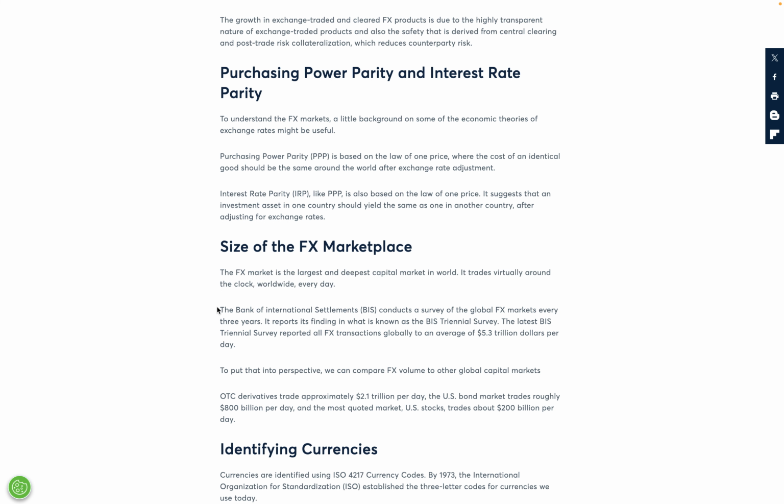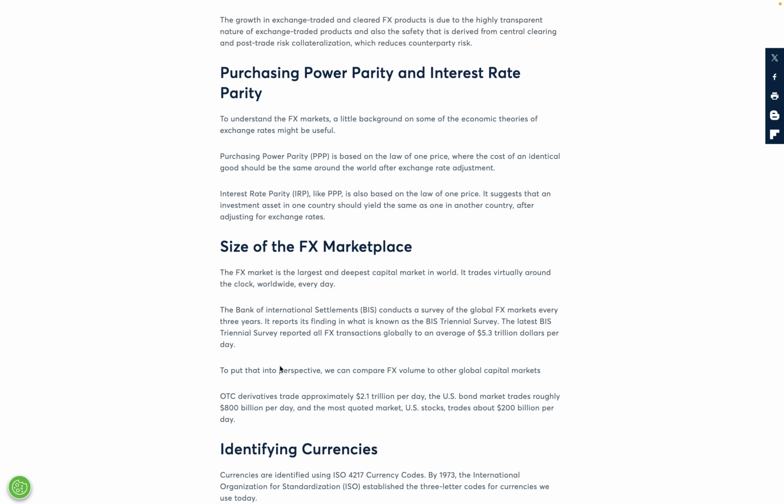Okay, BIS, Bank for International Settlements, conducts a survey of global FX markets every 3 years. It reports its findings in what is known as the BIS Triennial Survey. The latest BIS Triennial Survey reports all FX transactions globally to an average of $5.3 trillion per day. That's insane.